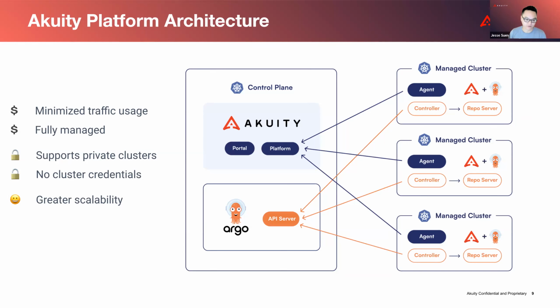So just to summarize, with the Akuity Platform architecture, you get the same Argo CD experience, but with improvements to cost by reducing your traffic. You get security benefits by allowing for more restrictive networking setups and limiting the need to store credentials, and improved scalability by moving that data plane closer to that source.